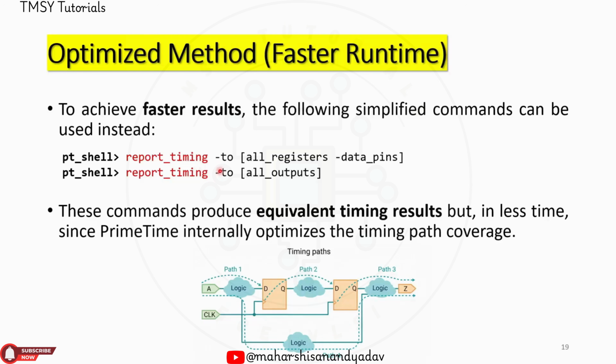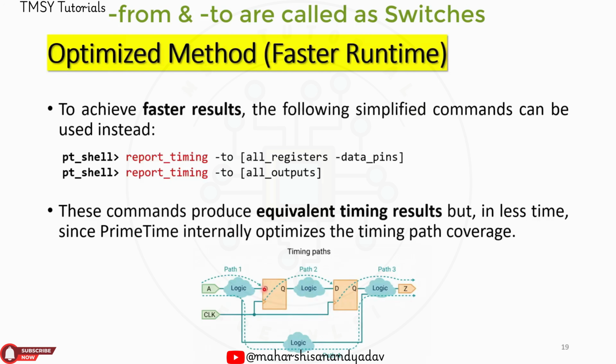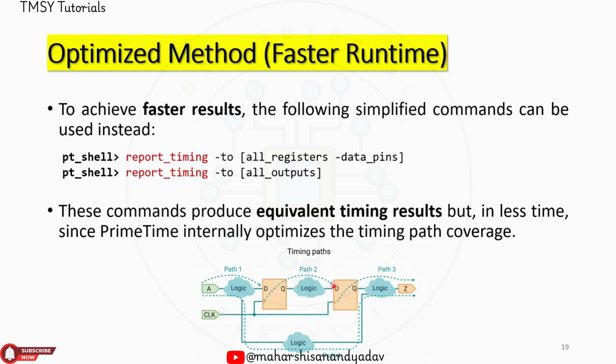So here you are not mentioning in detail what the starting point and the end point are. Simply you are going with two commands, which give the endpoint. For path 1, the endpoint is the data pin of the flop. For path number 2, the endpoint is the data pin of the flop. For path number 3, the endpoint is all outputs. And for path number 4, the endpoint is all outputs. So in that manner, it will be considered.